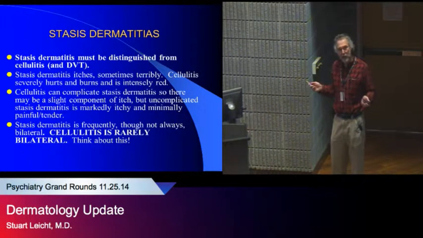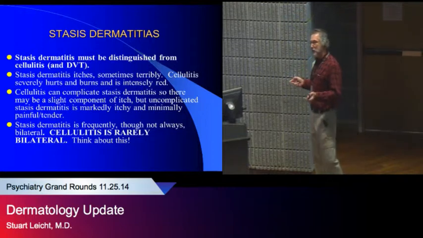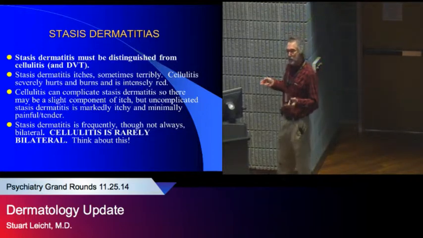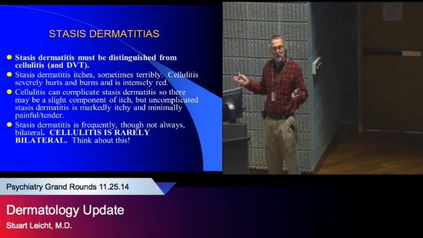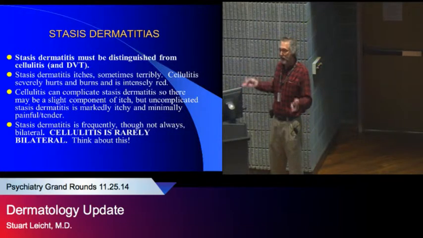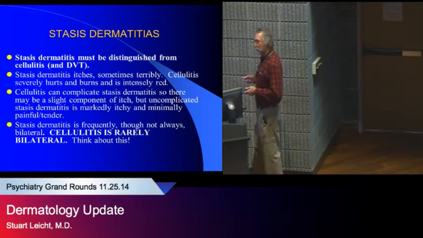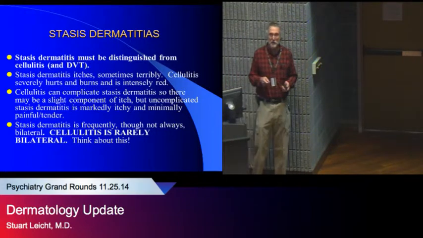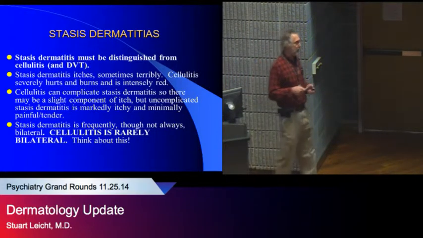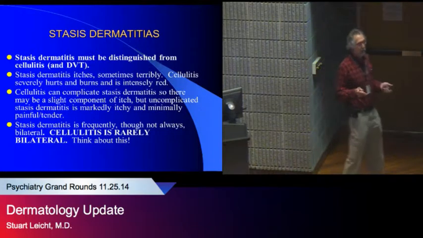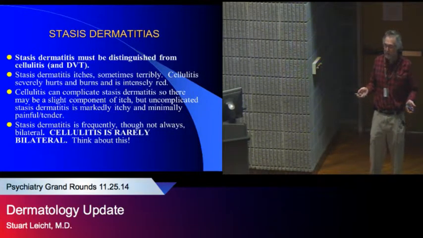So think about it. What's the likelihood that you're going to develop infection in two separate sites at the same time? I mean, it's vanishingly rare. So most of the time when someone presents with redness and swelling bilaterally, it's going to be stasis dermatitis. And if you bother to take a history, there may be a little bit of discomfort, but it itches like crap.